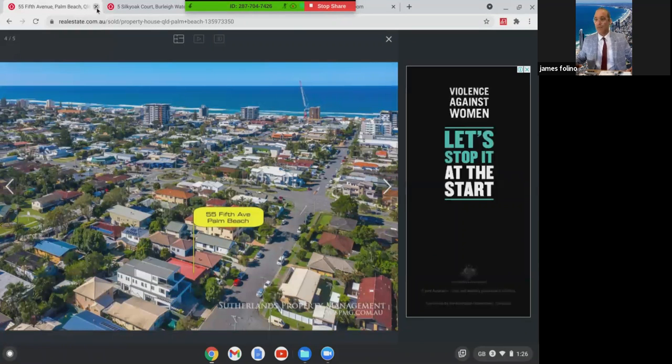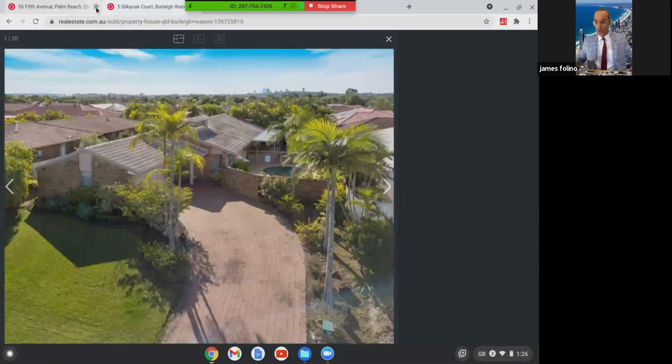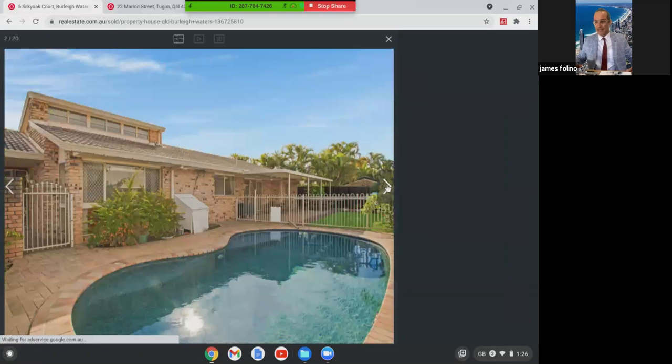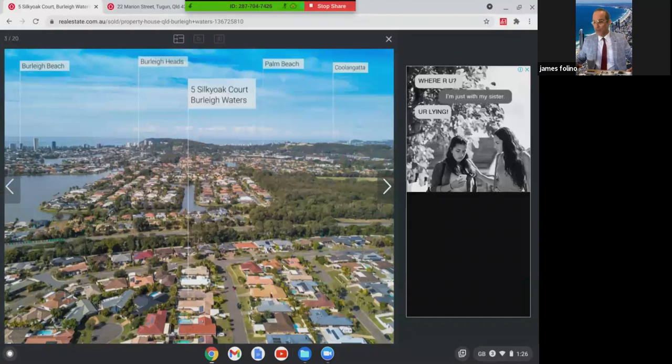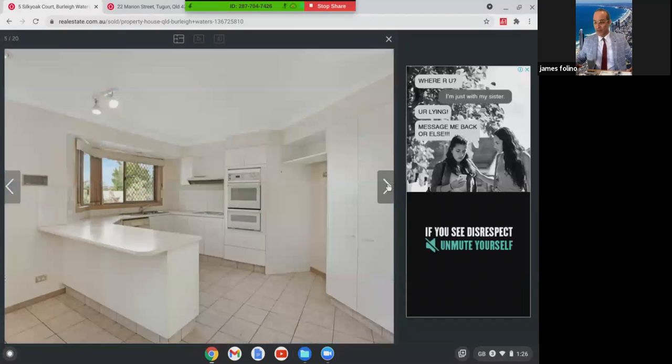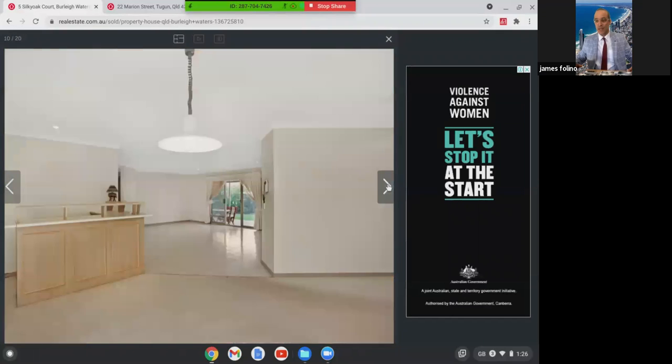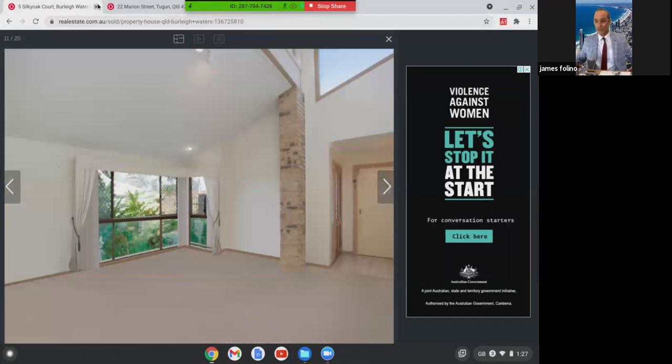Second last one we're going to look at is this one here. We're going to go back to Burleigh Waters. This is a lovely 3-bed, 2-bath home, swimming pool, lovely brick and tile home again, just out the back of Burleigh Heads. This home here with the swimming pool, 660 square meters. Again, could do with an update, still very original. This home sold for $1,050,000.